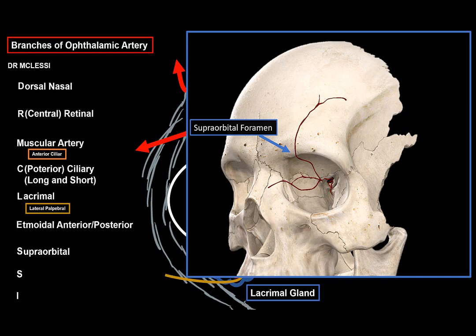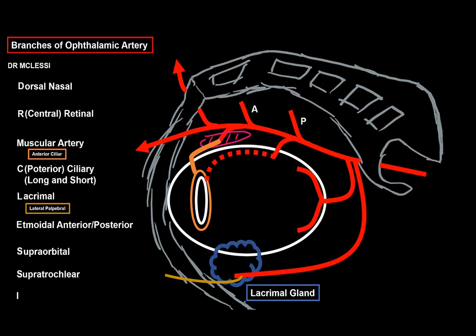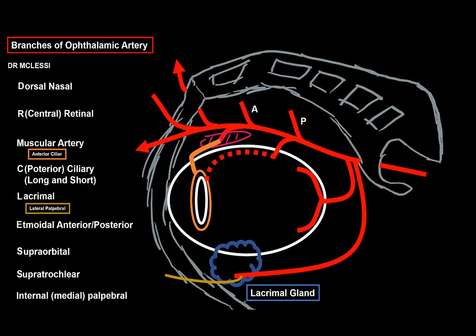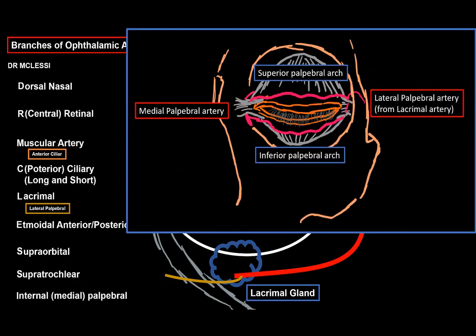Next, the supraorbital artery, which goes upwards through the supraorbital fissure. It supplies the skin and muscles of the forehead and anastomose with the frontal branch of the superficial temporal artery, remember? And then we got one similar called the supratrochlear artery, which also passes upwards, but this time through the frontal foramen, which is a little medial to the supraorbital fissure. The supratrochlear artery will also supply the skin and muscles of the forehead. The last letter I stands for the internal or medial palpebral artery, which goes out on the medial side of the eye, forming a superior and inferior palpebral arch together with the lateral palpebral artery, supplying the eyelids, as you see here in this picture.